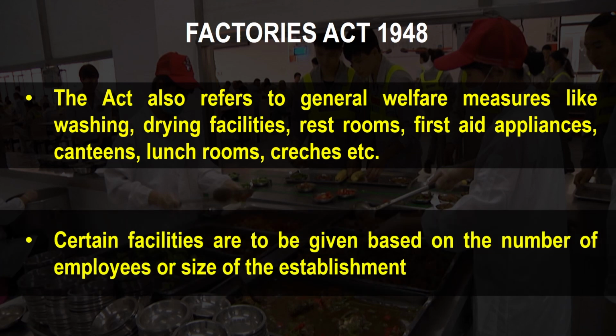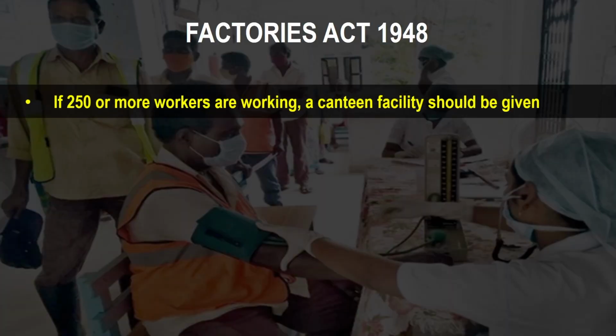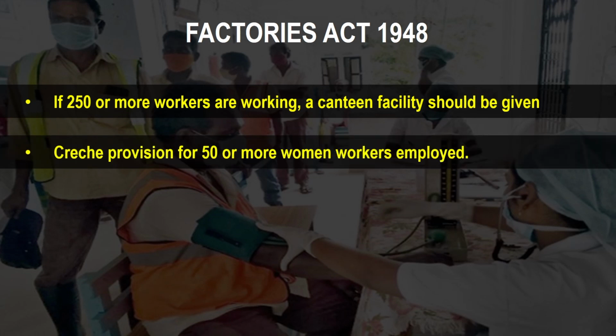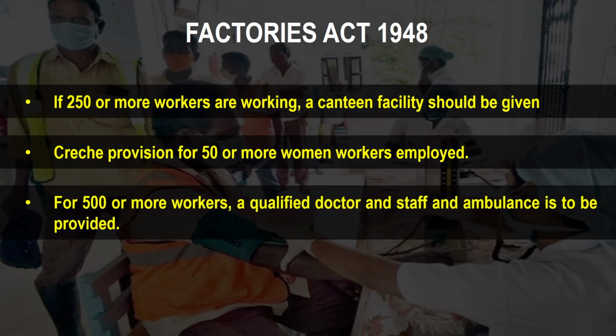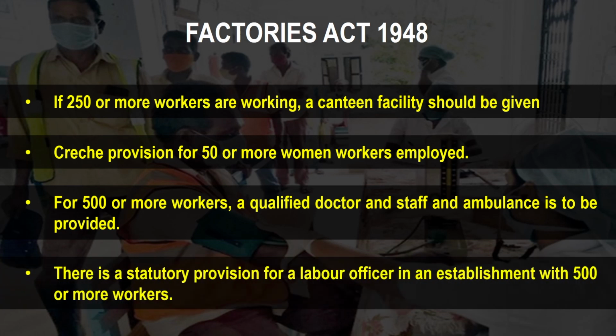Certain facilities are to be given based on the number of employees or the size of the establishment. For example, if we have 250 or more workers, then a canteen facility has got to be provided. There will be a creche provision for 50 or more women workers employed. For 500 or more workers, a qualified doctor and staff and ambulance is to be provided. There is a statutory provision for a labor officer in an establishment with 500 or more workers.